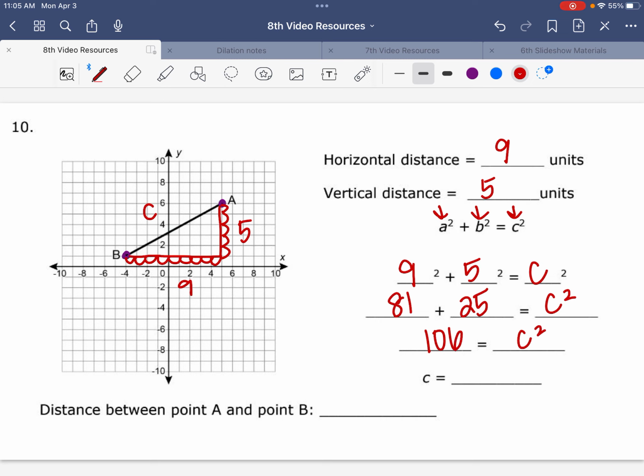And again, I don't want c squared, I want just the distance of the hypotenuse. So I take the square root of both sides using my calculator. And the square root of 106 is 10.3. So the distance between point A and point B is 10.3 units, which logically makes sense because my hypotenuse is the longest side, so it should be greater than 5 and 9.